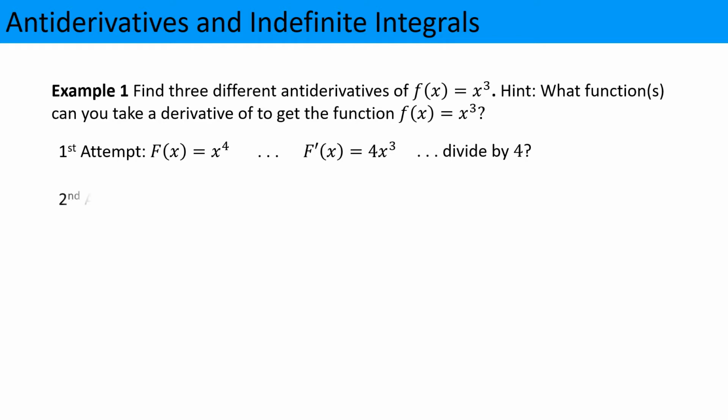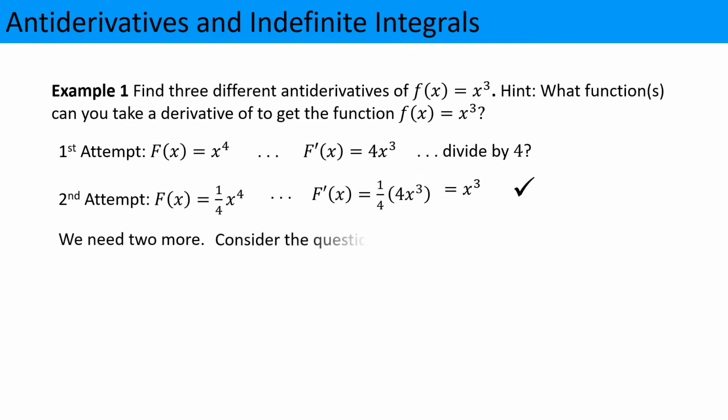So my second attempt will be F of x equals 1/4 times x to the 4. Then when we take the derivative, F prime of x is equal to 1/4 of 4x cubed. We can further simplify and that becomes x cubed, and that actually works. Now we've got 1, we still need 2 more. Let's consider the question. The derivative of what is 0? Well, the derivative of every constant is 0. The answer, any constant. How about 7?